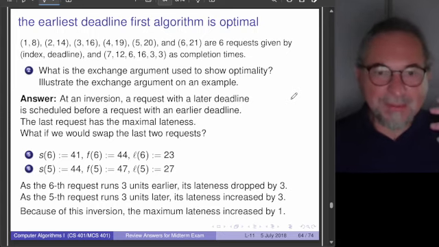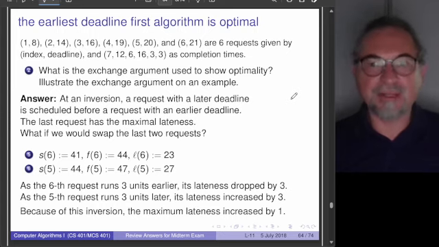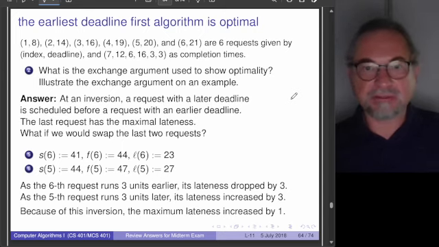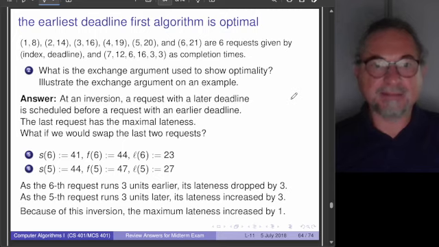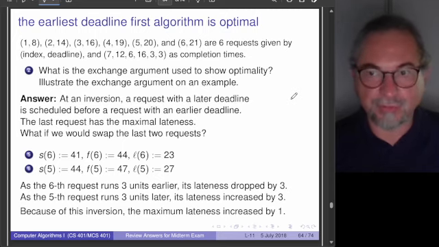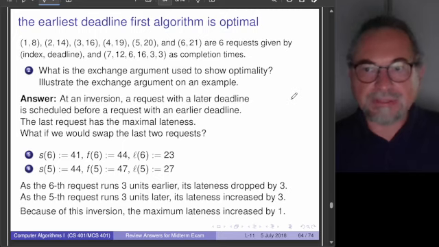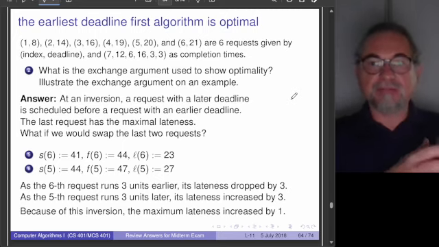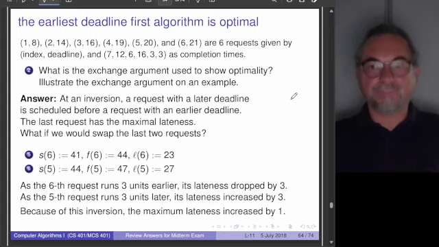Again, I'm immediately showing the solution. And if you know the exchange argument, you say, of course. So let's look at the last request. So the last request was scheduled last, and it has the most lateness. Well, suppose that you would have scheduled it first or earlier. So that would give an inversion.